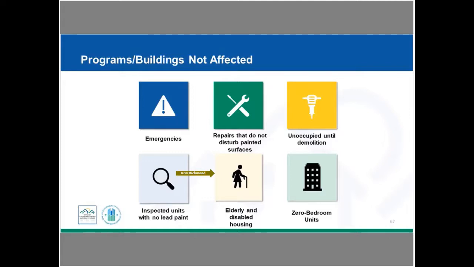Now, in this elderly housing or in this disabled housing, if there is a child under the age of 6 that's residing or expected to reside in any of those units, then it would not be exempt. And then we have our 0-bedroom units. These are also exempt, but we have the same caveat for our 0-bedroom units as we did for elderly and disabled housing. If you have a child under the age of 6 living in the 0-bedroom unit or expected to live in the 0-bedroom unit, then it would not be exempt.